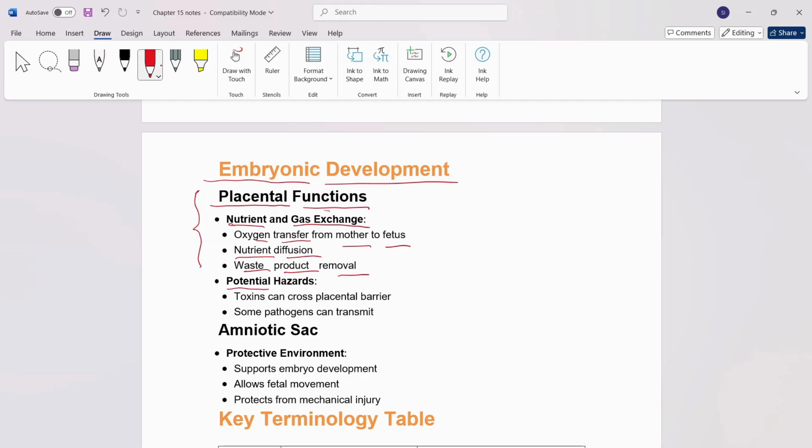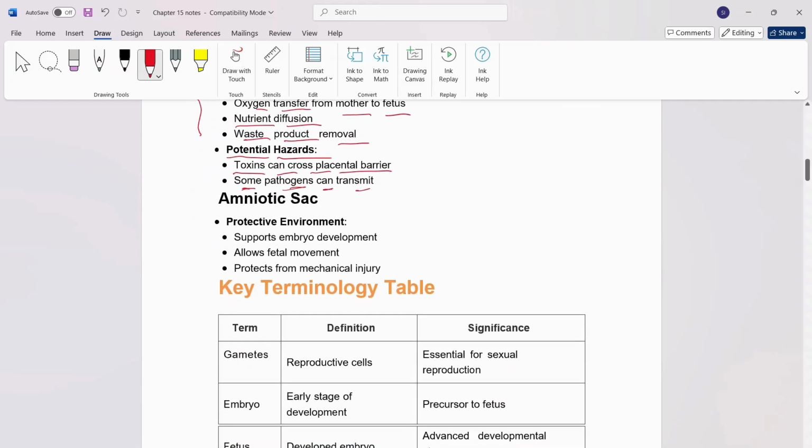Then we have some potential hazards. Toxins can cross the placental barrier. Some pathogens can transmit. Now we have the amniotic sac, a protective environment. It supports embryo development, allows fetal movement, and protects from mechanical injury as well.